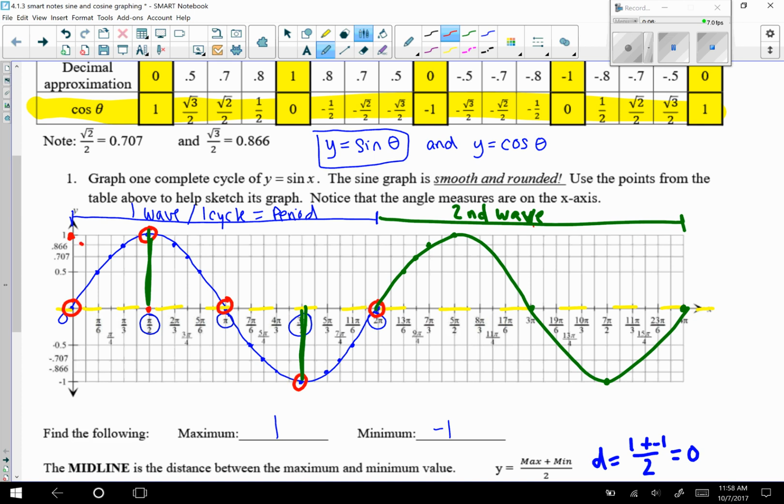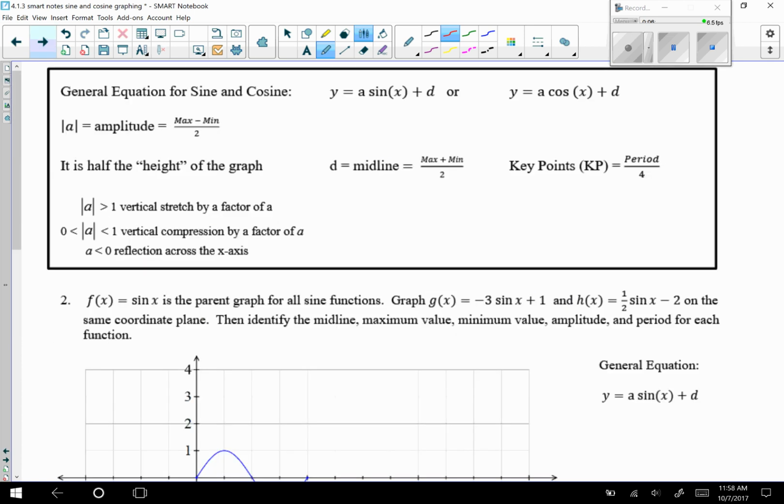So our cosine graph would actually look something like this. But again, it's very similar to the sine graph. It just starts up, then goes down and back up to a maximum. And we'll look at that again in just a minute. So let's go ahead and do some practice.